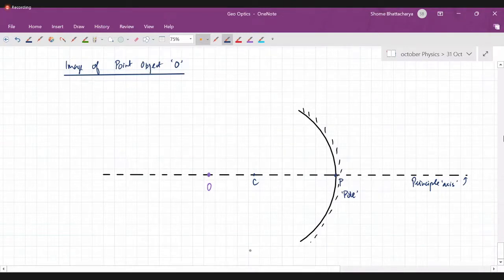So what will happen is that a ray of light incident from the object along OP, that is along the principal axis, will just reverse its path because its angle of incidence is 0. Okay. So understand here that if you consider a ray of light incident like this along the principal axis, it has a 180-degree deviation. It just reflects back. It retraces its path.